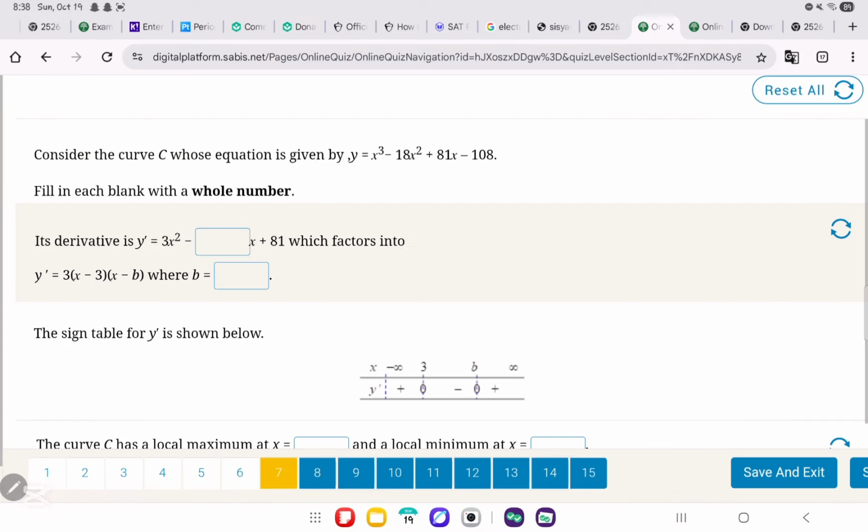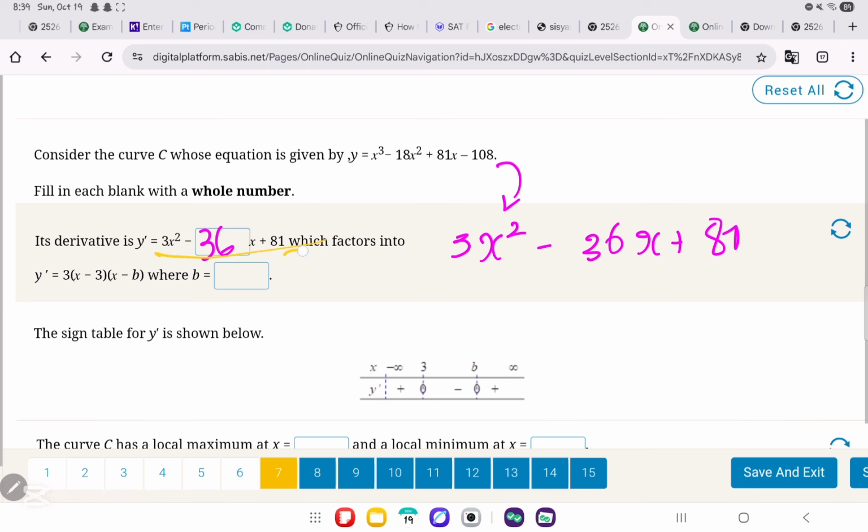Question number 7. Consider the curve C, whose equation is given by y equal x cubed minus 18x squared plus 81x minus 108. They want us to take the derivative, so we take the derivative. It will be 3x squared minus 36x plus 81. So over here we will put 36. Now, they want us to factorize this.